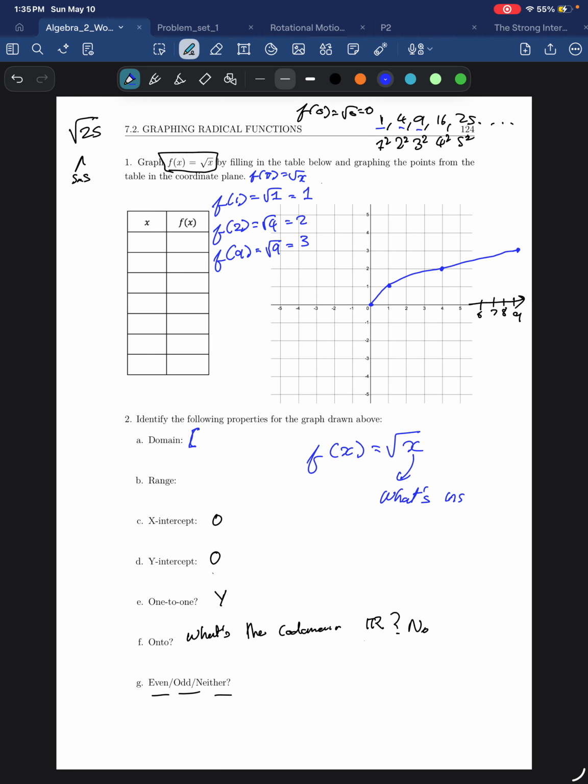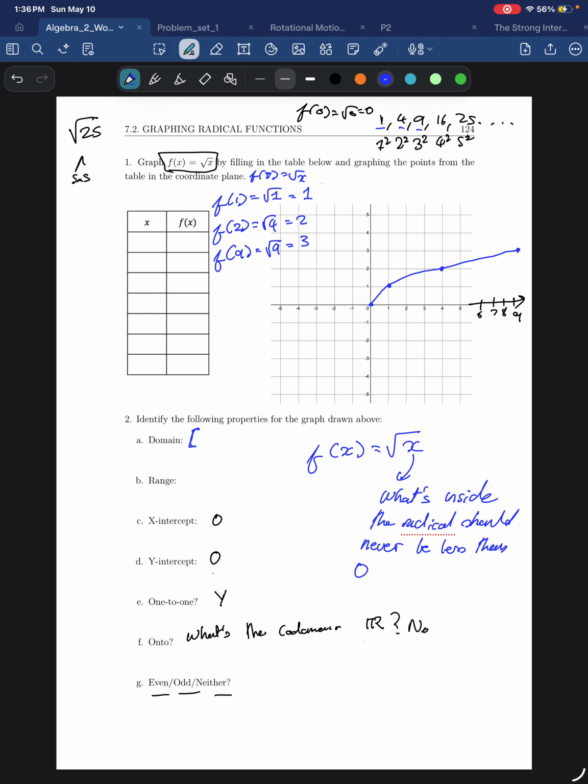What's inside the radical should never be less than 0, because if it's less than 0, it becomes negative, and the negative basically creates an imaginary number. But we want to stay with real numbers. In Algebra 2, our domain is always real.